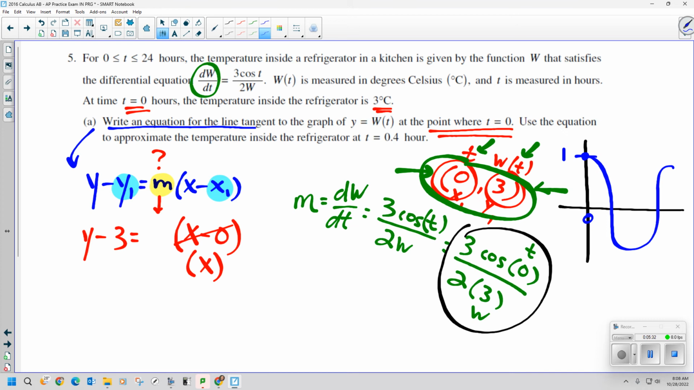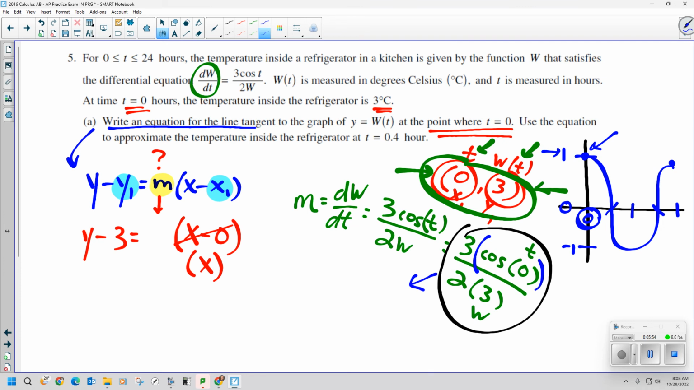So this would be 90 degrees. This would be 180 degrees, negative 1. This would be 270, and this would be 360. It comes back up to 1. But they want this point right here, where the input is 0. When the angle is 0 degrees, the output is 1. So for this, it's 1.